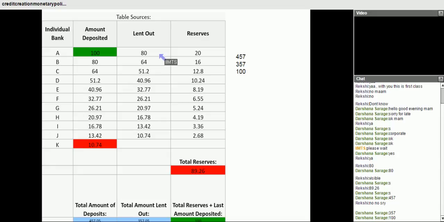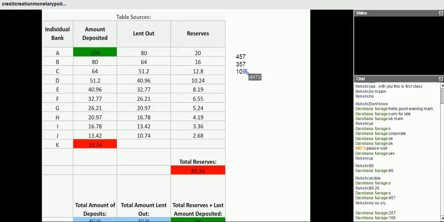So you see that initially this was 100 only. This 100 rupee note has created so much money with it. Like 457 rupees has been created, it's available with the various banks. So in totality it's 457 rupees in circulation now, we can say.